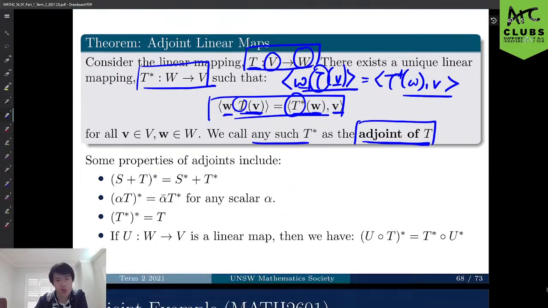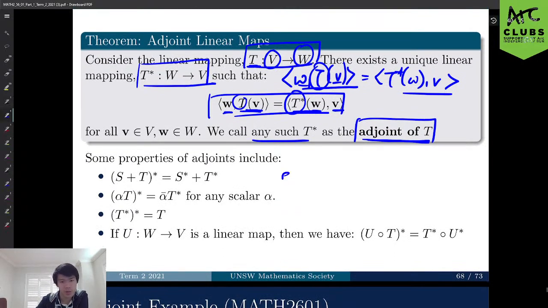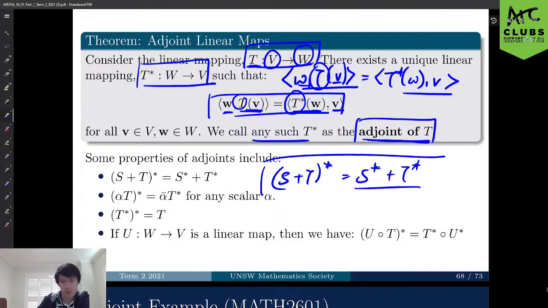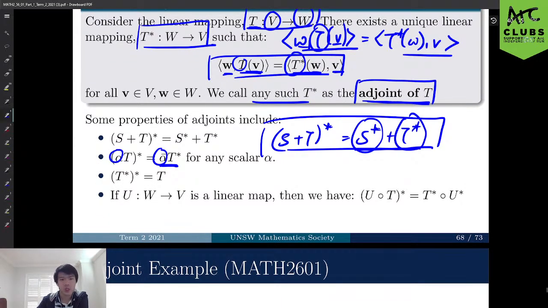Right, so there are some properties of adjoints. Basically, if you have a sum of two functions, the adjoint is the sum of the individual adjoints. If we multiply by a scalar, we can just take the scalar out and take its conjugate. And the adjoint of an adjoint is just the original thing. This property as well, we have U composed with T, the adjoint. It's kind of like the inverse. What we do is we just reverse the order. You get T adjoint composed with U adjoint.